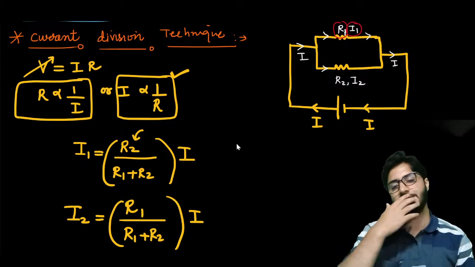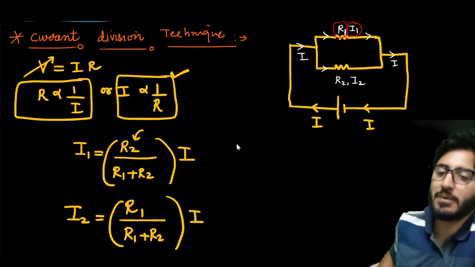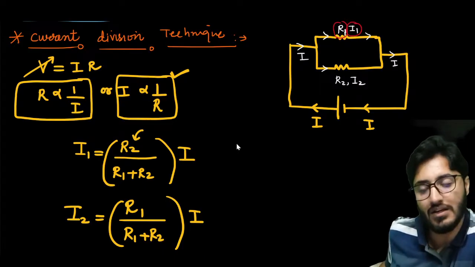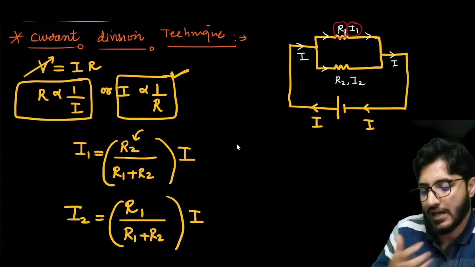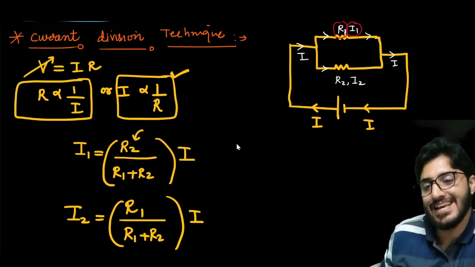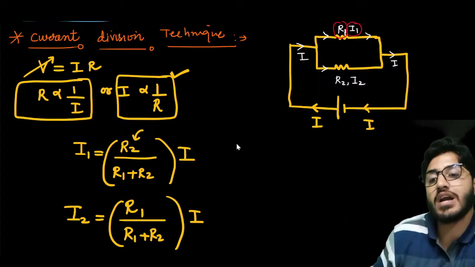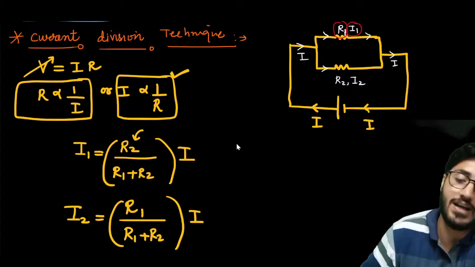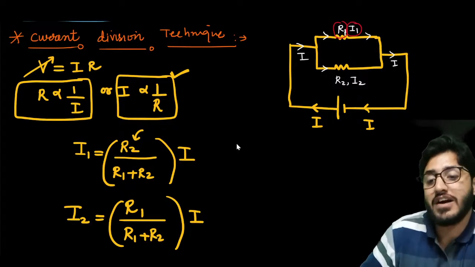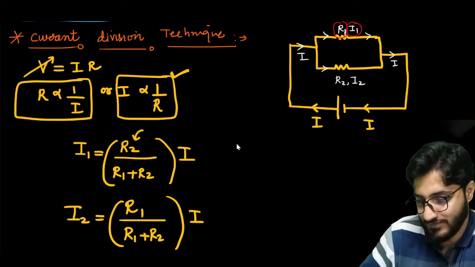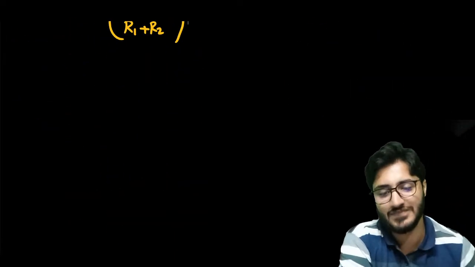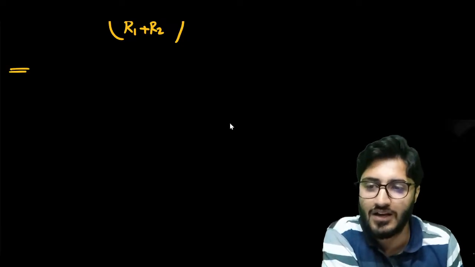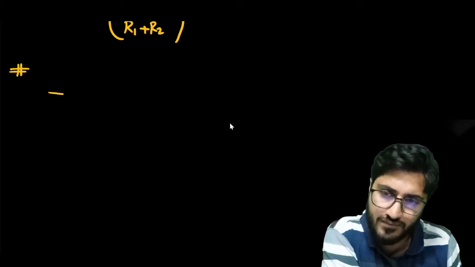So previously, V1 is R1 divided by R1 plus R2 into V, and V2 is R2 divided by R1 plus R2 into V. But in the I case, I1 equals R2 divided by R1 plus R2 into I, and I2 is R1 divided by R1 plus R2 into I. Now, how do you use this? See, easy, right?